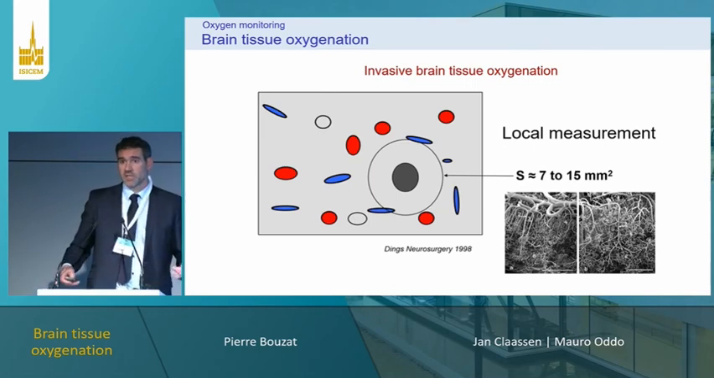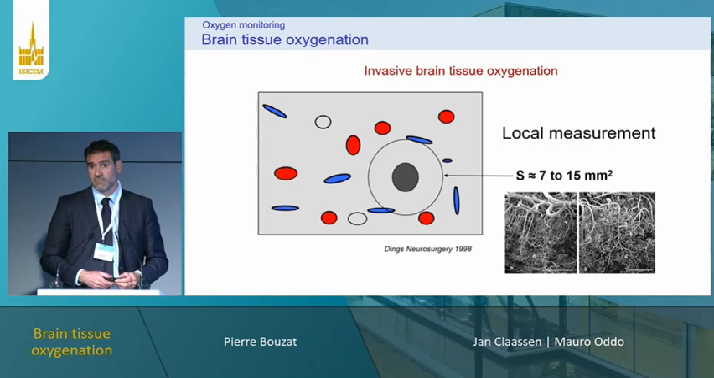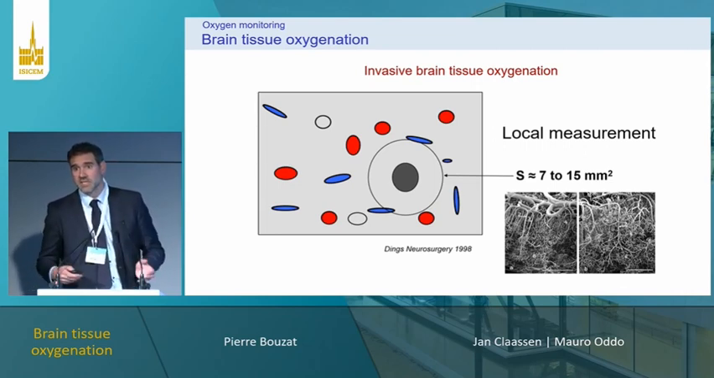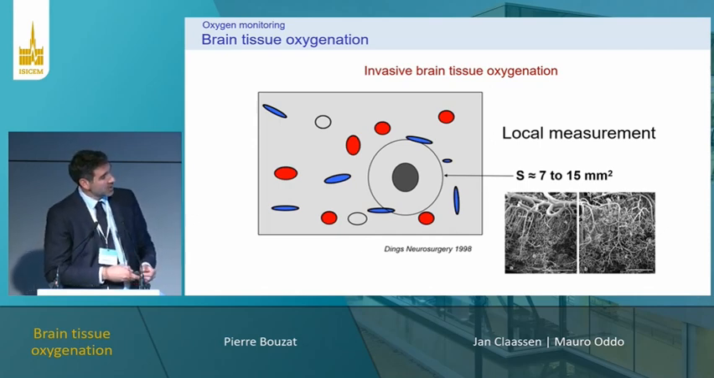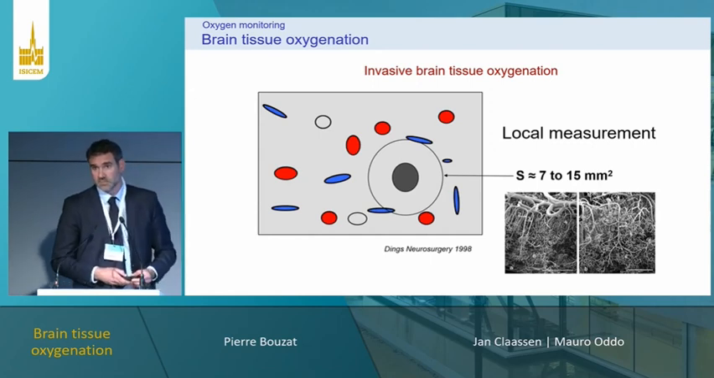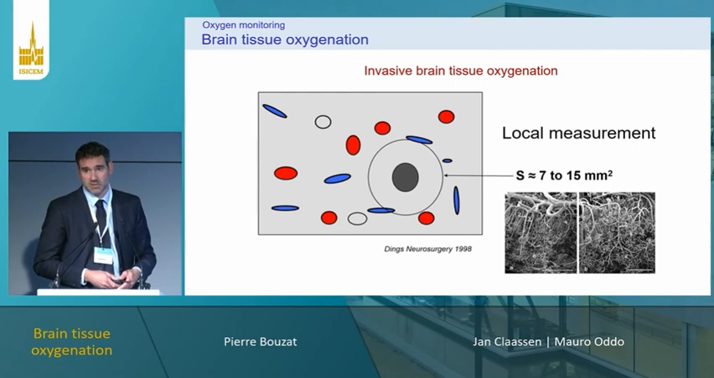So what we are doing is putting a probe invasively to measure a very local tissue. And this is one of the main limitations of the monitoring. If you look at the surface, it's only 7 to 15 millimeters square. And I think this is one of the main limitations of this monitoring.